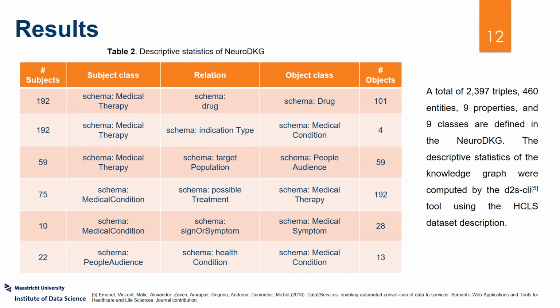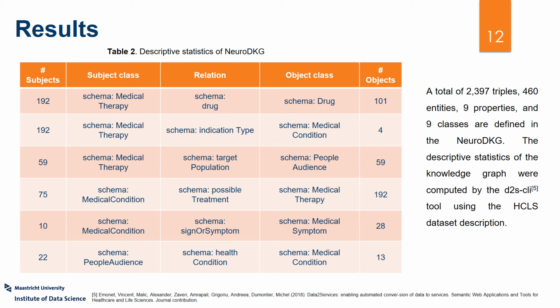And in Table 2, we can find that there are 101 cases of the drug relationship from the medical therapy. And in the 192 medical therapy subjects, only four medical conditions have the indication type relations. And also there are 59 people audiences that have the target population relations from the medical therapy.